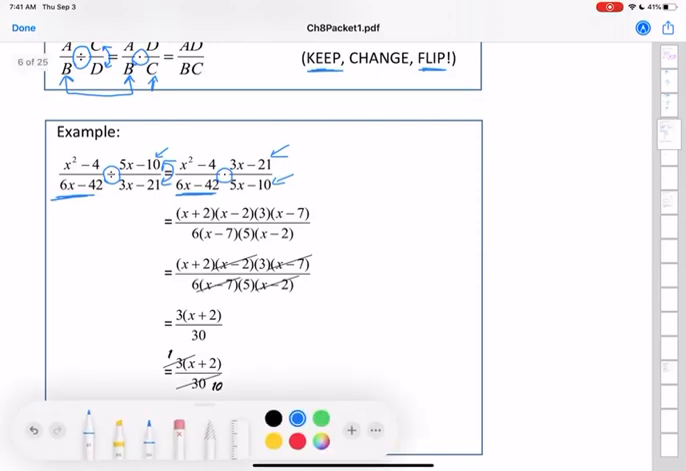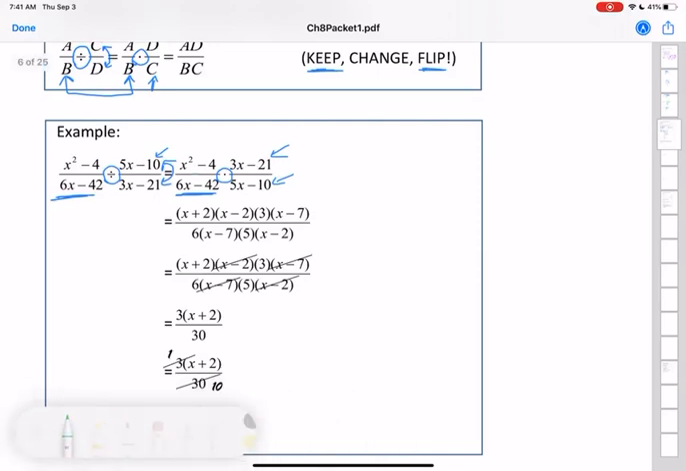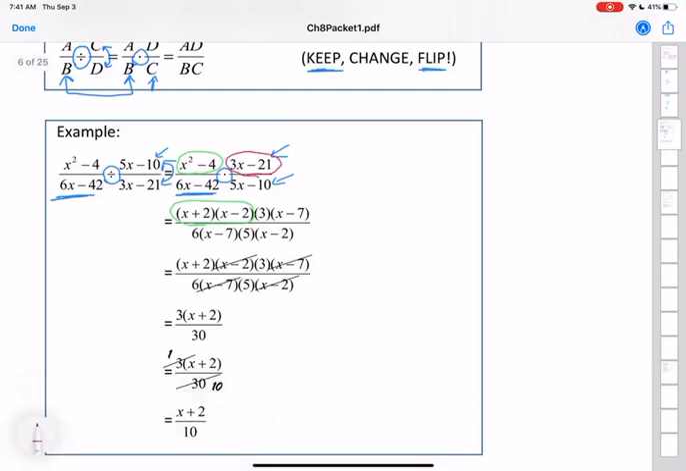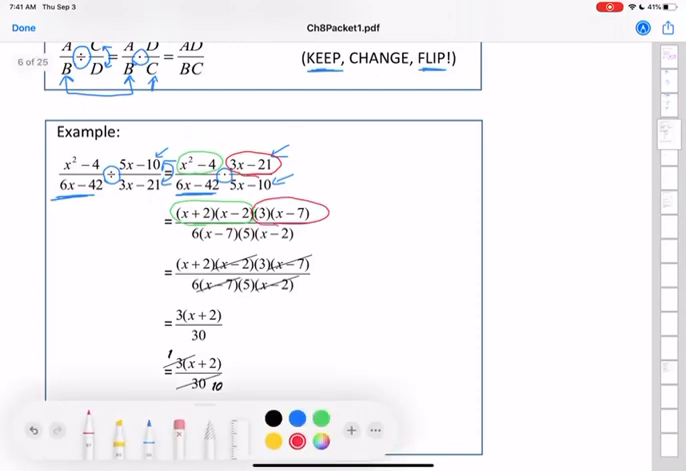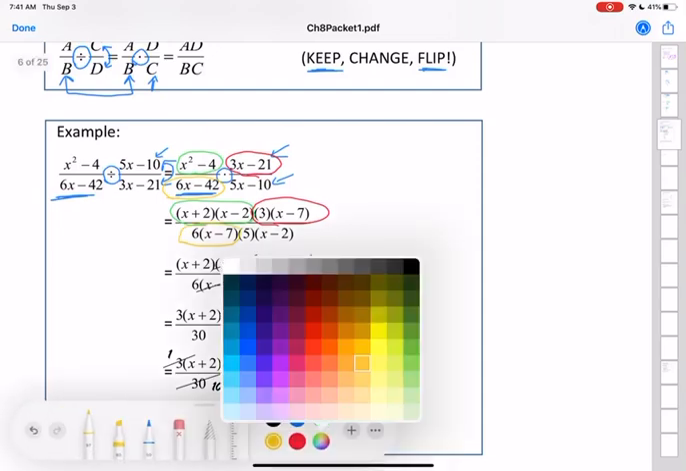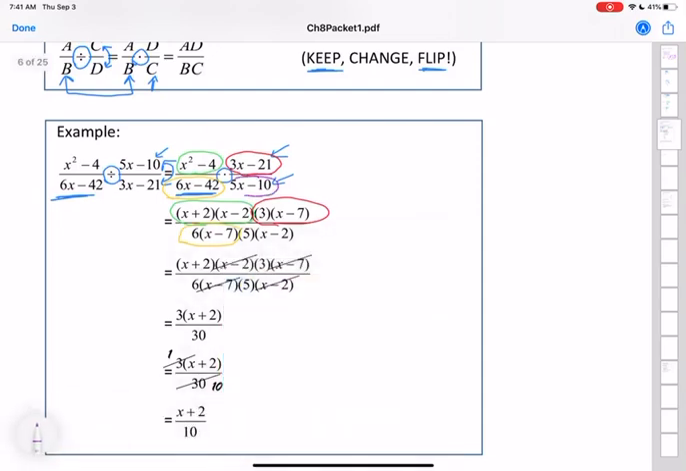Okay, let me change colors. x squared minus 4 is the difference of squares. So that's x plus 2 times the quantity x minus 2. In 3x minus 21, I'm able to factor out that 3, leaving me with 3 times the quantity x minus 7. On the bottom, I have 6x minus 42. I was able to pull out a 6. And 5x minus 10, pull out that 5.